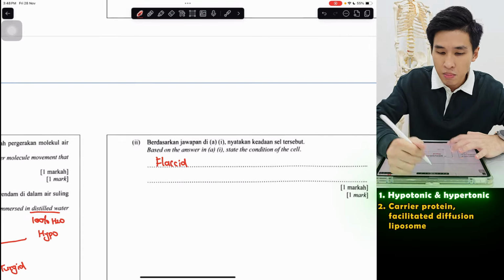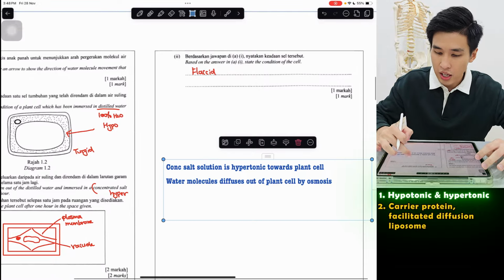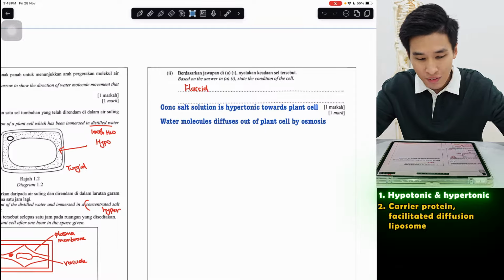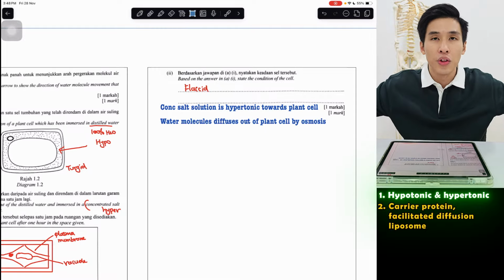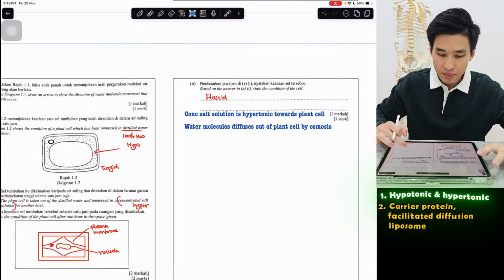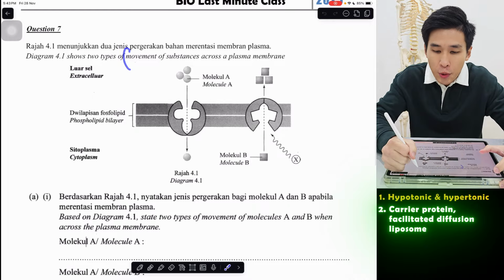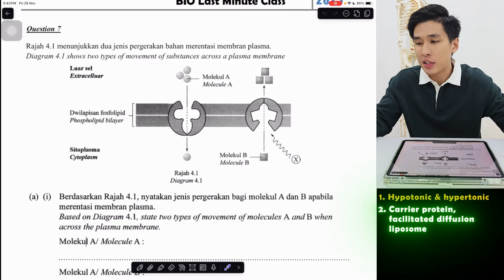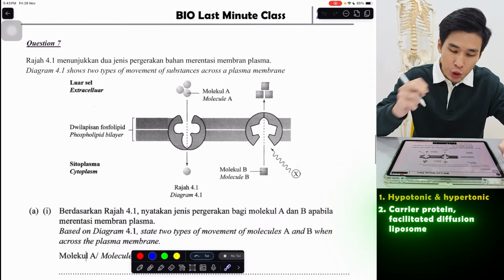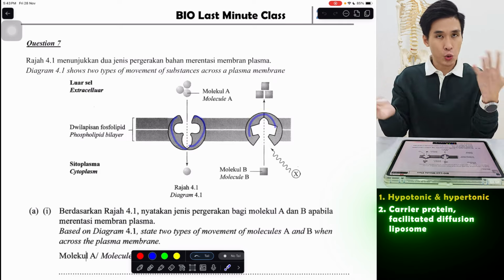If they ask us to explain more, very simple, it's because the solution was hypertonic and then the water molecules diffuse out by osmosis. If it's the other way around, it means turgid, because water diffuses in because it's hypotonic on the outside. Okay? And for my so-called bonus question here, I'll be doing a movement of substances across the plasma membrane kind of question. So a very typical Chapter 3 question. So this one, they are showing us a carrier protein and there are two molecules going in and out of the cell.